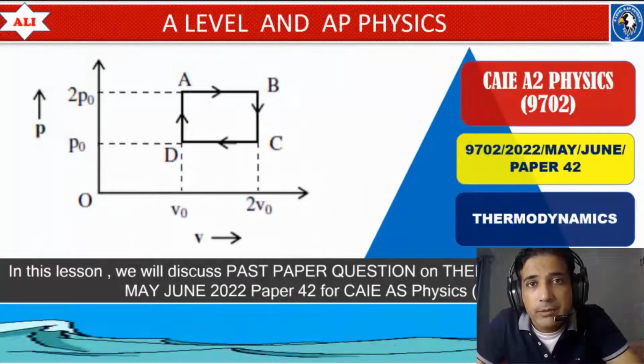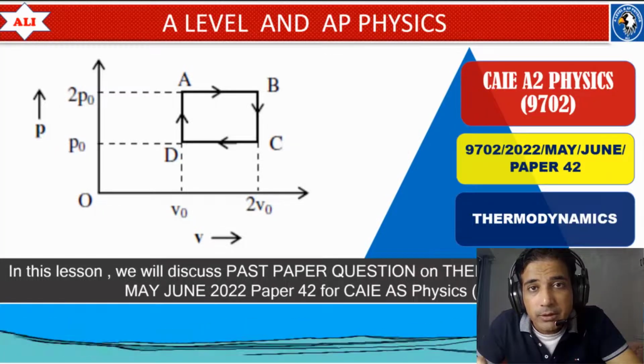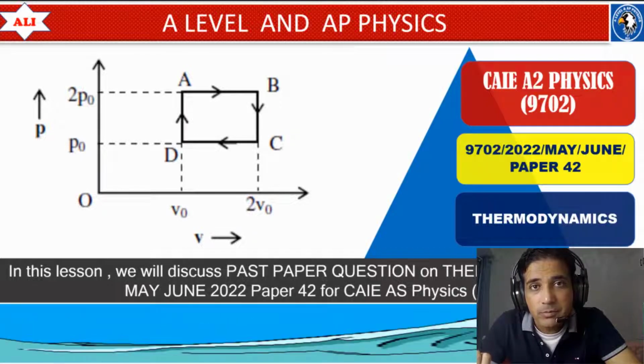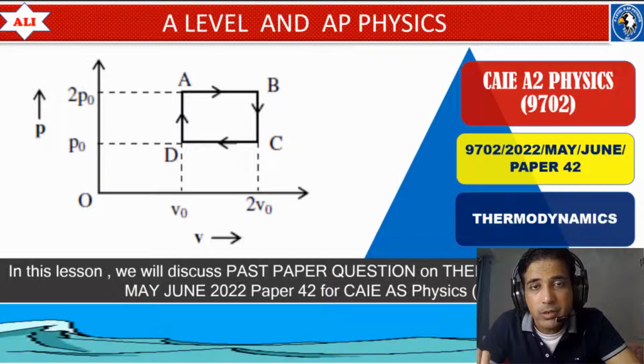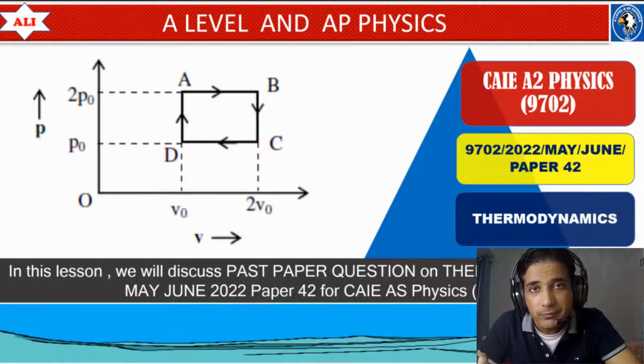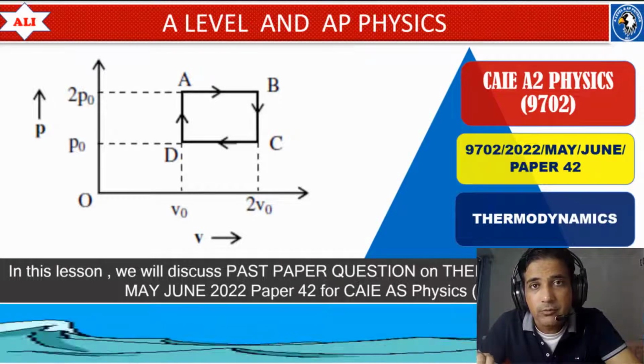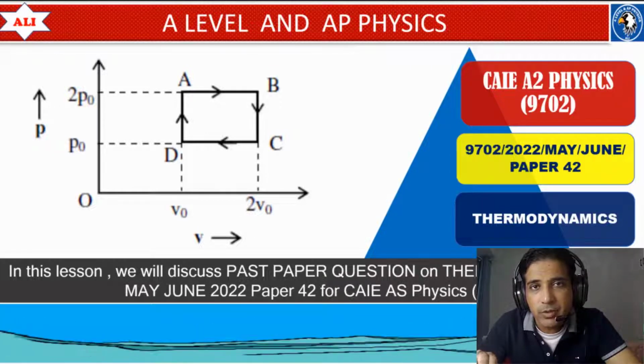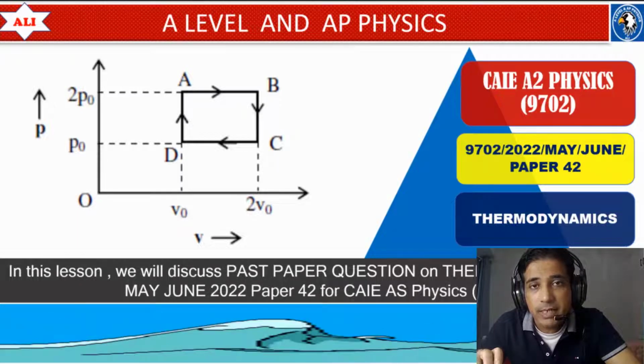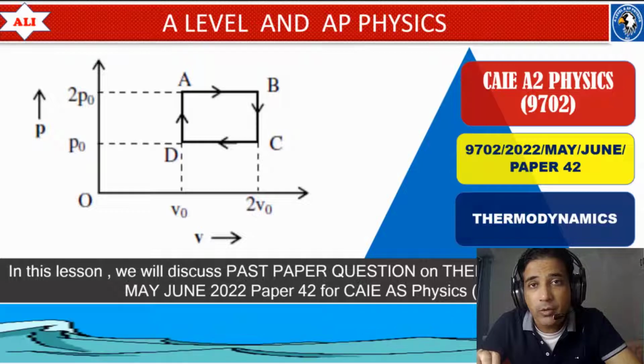Welcome to A-Level and AP Physics. In today's lesson, we will discuss one important past paper question on thermodynamics from June 2022, paper 4, variant 2. In this question, we will talk about specific latent heat of vaporization. We will discuss how we can define specific latent heat of vaporization in the right way. Then we will talk about the first law of thermodynamics and applications of the first law of thermodynamics in different situations. So we will discuss some important points about thermodynamics in today's lesson. Watch the video carefully and try to improve your understanding of this topic.